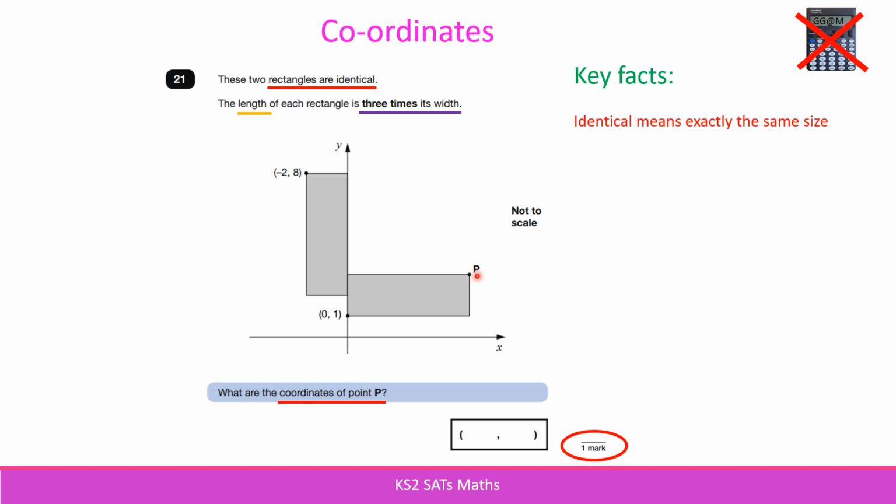Now your key facts. Identical means they're exactly the same size. So these 2 rectangles are exactly the same size. The length is the longest side of the rectangle. So this vertical side here, or the horizontal one here, is the longest side, or the length. The width is the shortest side, so the smaller side here, that's being indicated. And a coordinate is given as an x coordinate and then a y coordinate. So you go along the corridor and up the stairs. So in this case here, you've got 0, 1, so that is 0 across and 1 up. To this point here, -2, 8, that's 2 to the left for -2 and then 8 up.